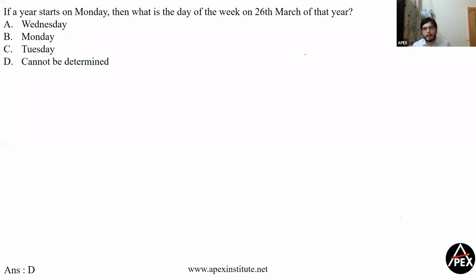Why is that cannot be determined? Now if a year starts on Monday, so if Jan 1st is on Monday, then what day of the week is 26th March? What day of the week is 26th March? Now in a given year, you will be having 3 odd days in January and 26th March, so 25 completed days in March.